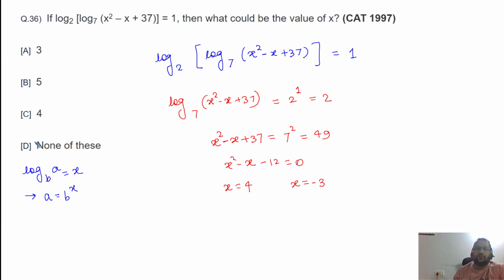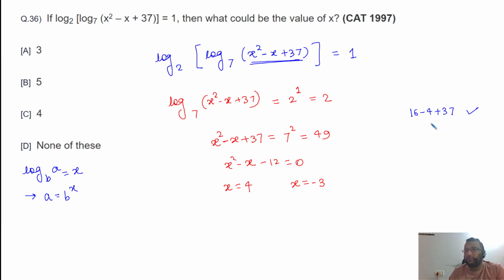But at the same time, you need to make sure the value of this is a positive number. So let's have a look at it. If you put x is equal to 4, will it be positive? 16 minus 4 plus 37. Yes, it is positive. So x is equal to 4 is a valid answer. Now, if you put x is equal to minus 3, will it be positive? We take a log of only positive numbers.